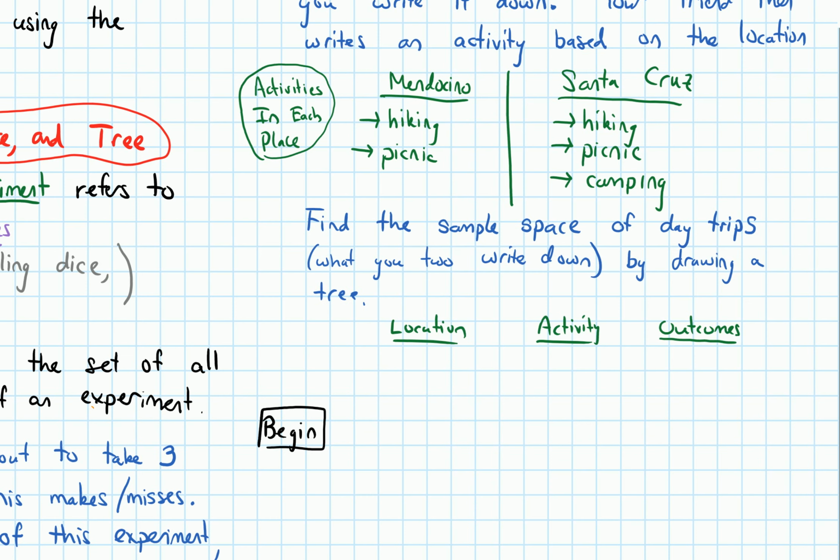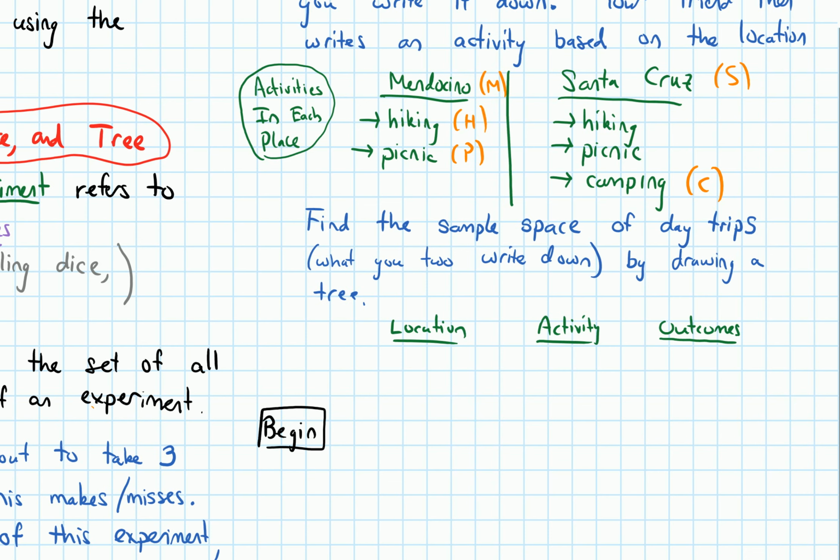So for the location, we could either be in Mendocino or Santa Cruz. So let me just introduce some letters to refer to both places, shorthand. So let me call Mendocino M and Santa Cruz S. And then let me also pick some letters for the activity. So hiking, I'll call H. Picnic, I'll call P. And camping, let's call C.